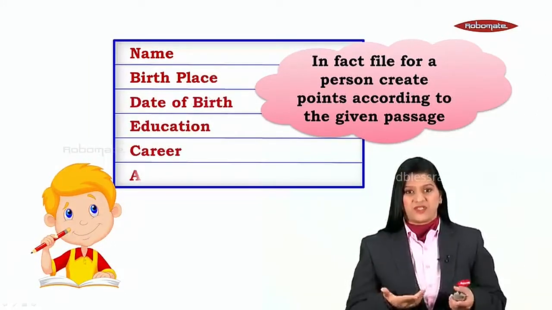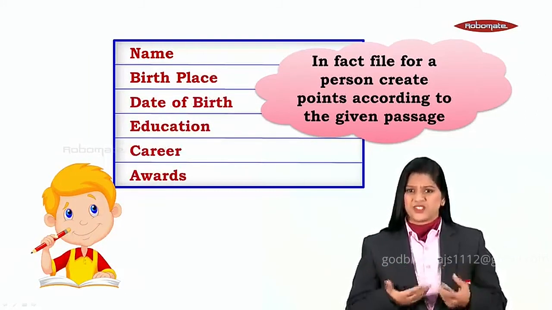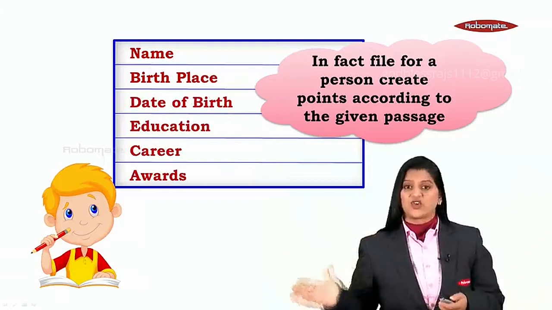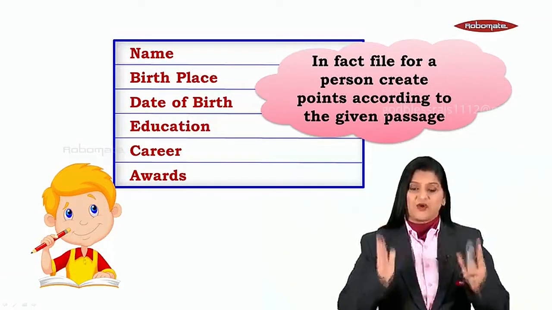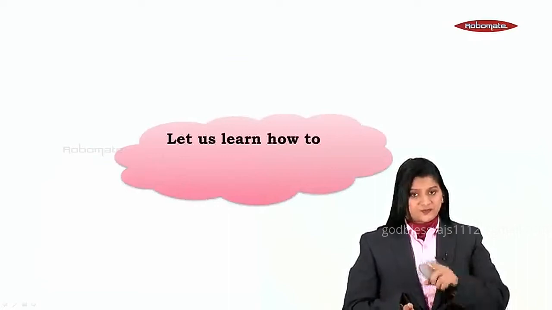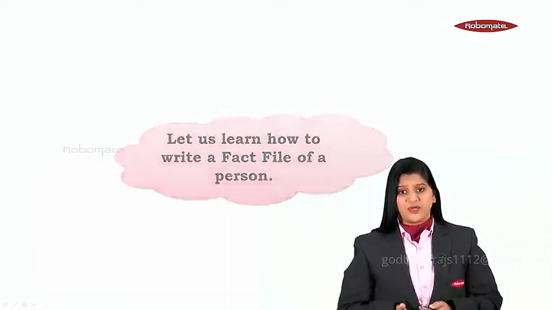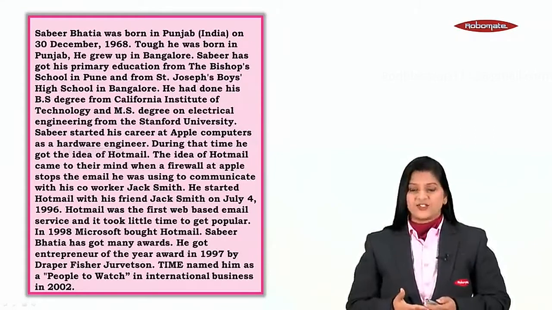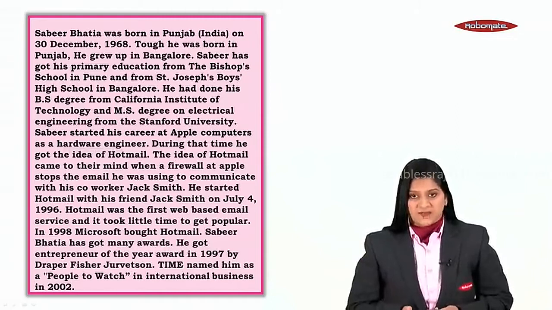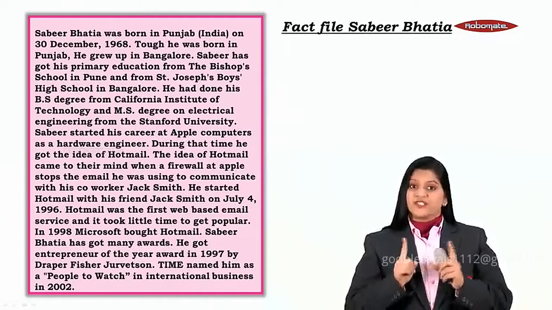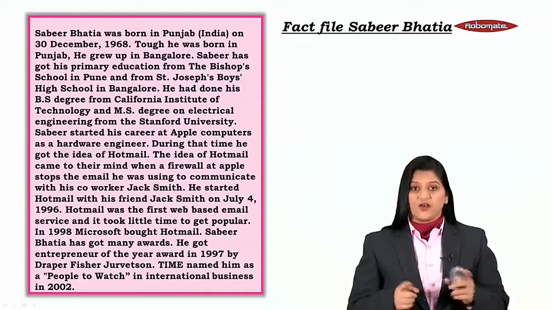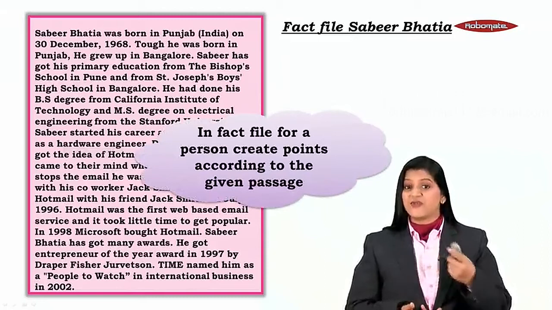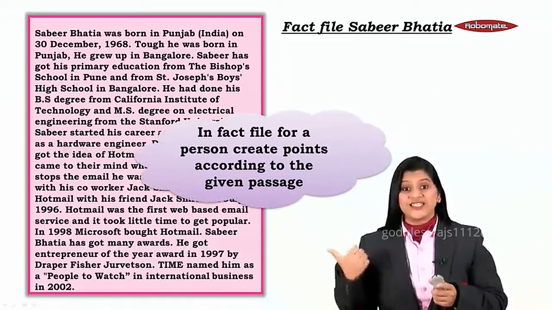For example, name of the person, the birthplace, the date of birth, education, career, awards. These are just examples. Whatever you find in the passage, accordingly you're going to put them, okay, in the form of a fact file. So now, let us learn how to write a fact file of a person from the passage given over here. Alright, now this entire passage is about a person called Sabir Bhatia. Okay, now you will first give the heading as usual, fact file of Sabir Bhatia, and then in the fact file of a person, remember, create points according to the given passage.